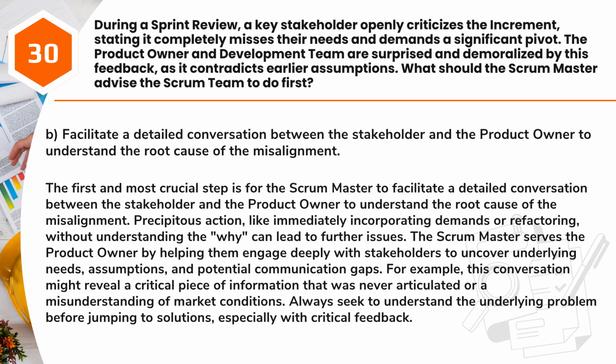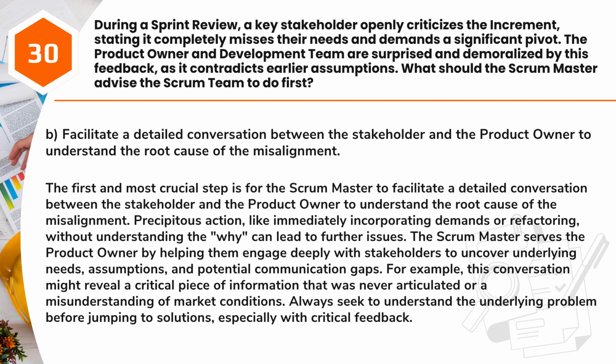Answer: B. Facilitate a detailed conversation between the stakeholder and the product owner to understand the root cause of the misalignment. The first and most crucial step is for the Scrum Master to facilitate a detailed conversation between the stakeholder and the product owner to understand the root cause of the misalignment. Precipitous action, like immediately incorporating demands or refactoring, without understanding the why, can lead to further issues.